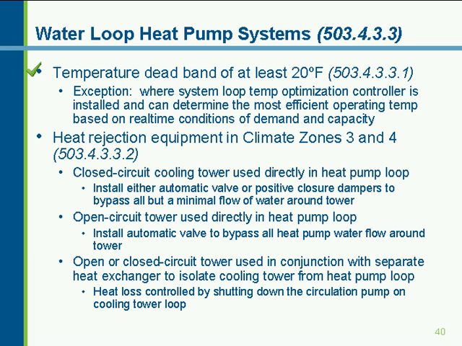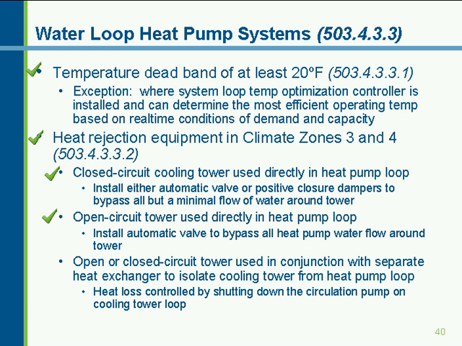There are some requirements for the heat rejection equipment for water loop heat pump systems in climate zones 3 and 4. If you've got a closed-circuit cooling tower directly in the heat pump loop, you must isolate that tower either by using automatic control valves or positive closure dampers, so that you can bypass all but minimal flow of water through the tower when you don't need the heat rejection. If you've got an open-circuit tower directly in the heat pump loop, you are required to use the automatic valves. You cannot use the positive closure dampers, so that you bypass all heat pump water flow around the tower.